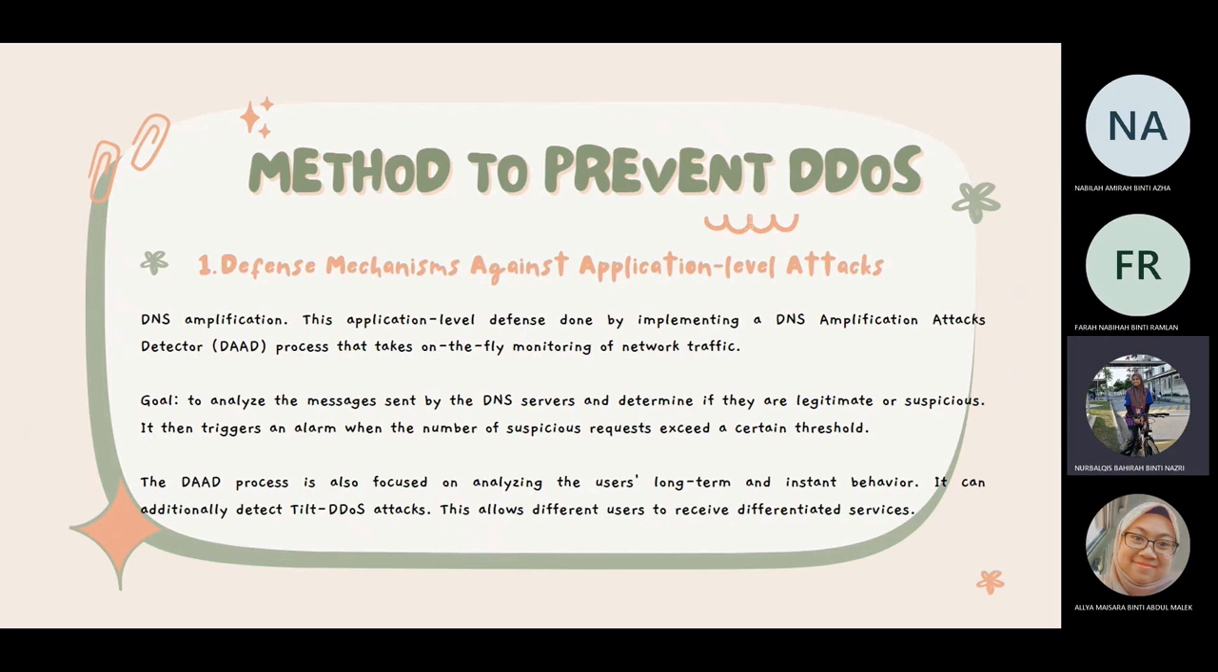So next is the methods to prevent DDoS. First is a defense mechanism against application level attacks. This application level defense is done by implementing a DNS amplification attacks detector, which is DAAD. It is a process that monitors network traffic on the fly. The goal is to analyze the messages sent by the DNS servers and determine if they are legitimate or suspicious. It then triggers an alarm when the number of suspicious requests exceeds a certain threshold.